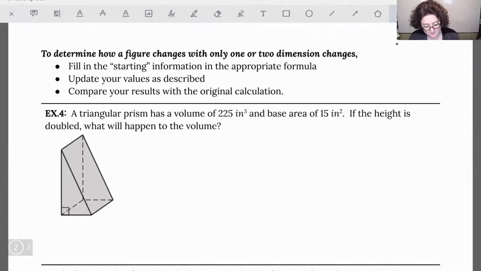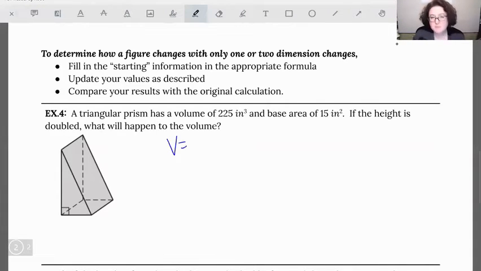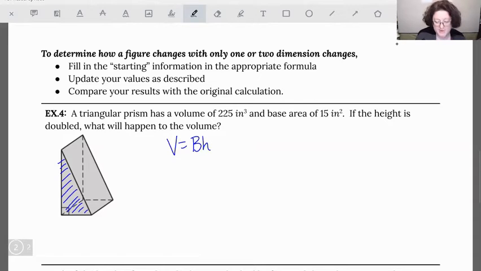So example 4. A triangular prism has a volume of 225 inches cubed and base area of 15 inches squared. So let's start out, actually just go ahead and write our formula. So volume, same formula as we used last time, equals big B times H. So in this case, big B, again, that's going to be the area of our triangular base. The H, that's the distance between our bases. So big B and H.